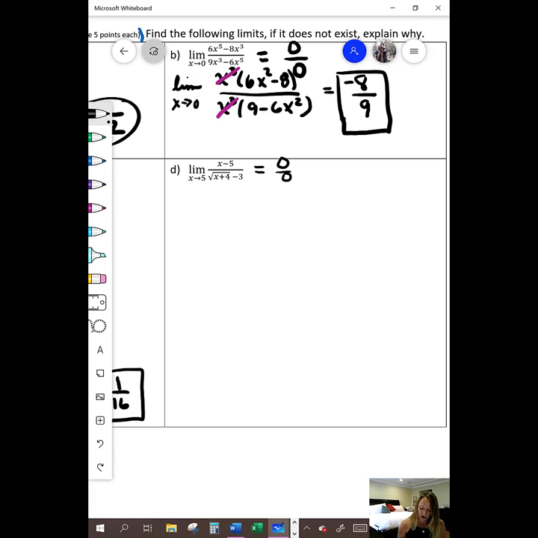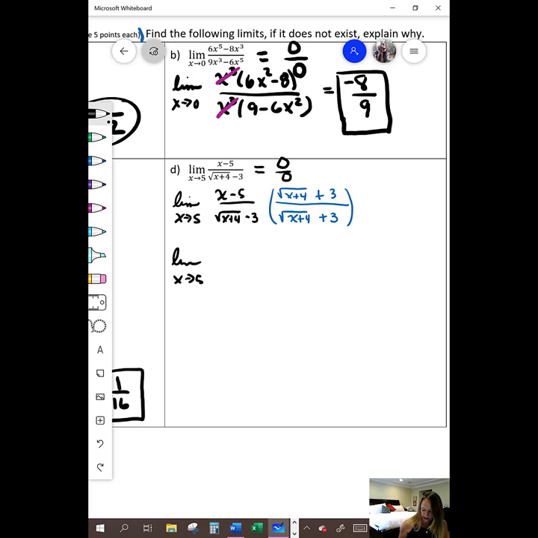This has a radical in it, so you want to try multiplying again by a fancy 1, but this time we're going to multiply by the conjugate of the denominator. So the conjugate of this denominator is the square root of x plus 4, change the sign, so plus 3. So looking at this, we have the limit as x is approaching 5. Let's not distribute the numerator. Only the piece that we want to distribute is what we were multiplying the conjugate by.